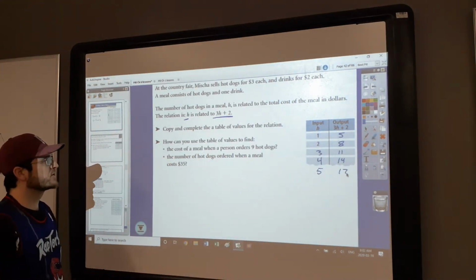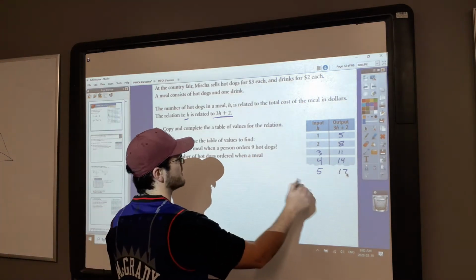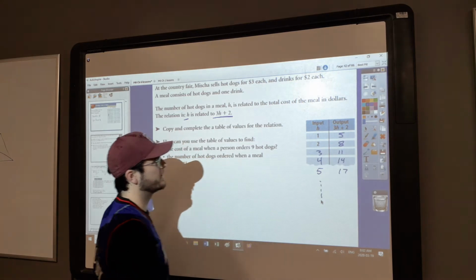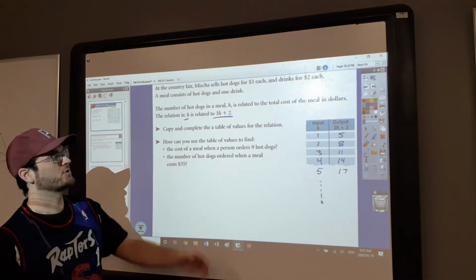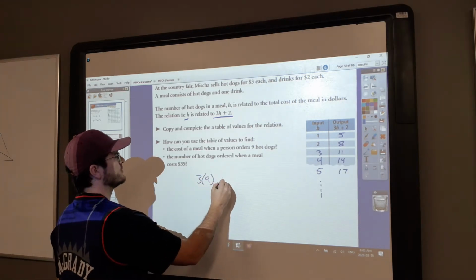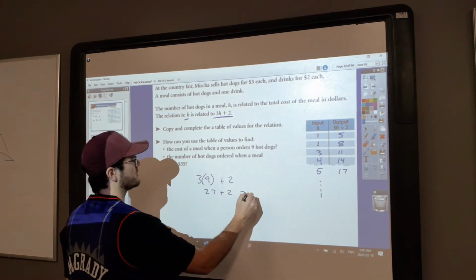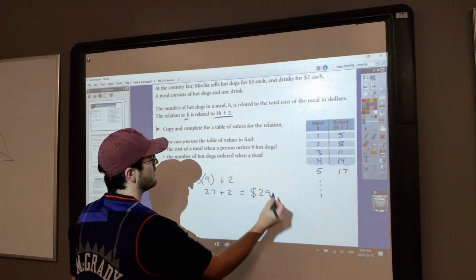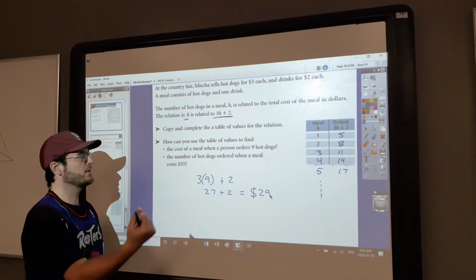Okay, so how can you use the table of values to find the cost of a meal when a person orders 9? Well, we could keep going all the way to 9, but if we have the equation, it's a lot easier just to plug in 9 hot dogs. 3 times 9, somebody's really hungry today, 27 plus 2, it's going to cost you $29 if you want to eat 9 hot dogs.